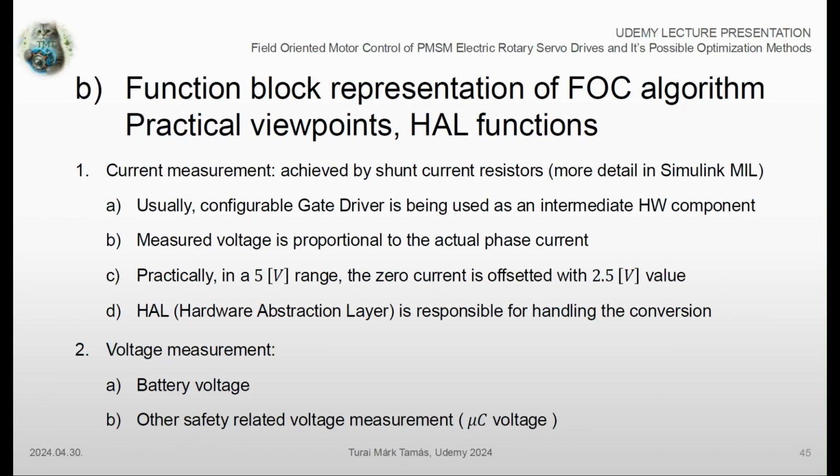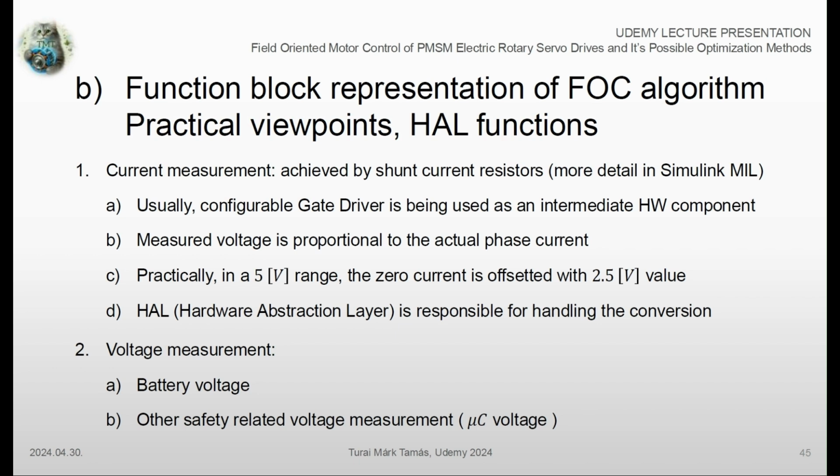Within this slide, I would like to bring closer to you the practical implementations and working principles related to the FOC control algorithm development. We have seen that the first major step during the process of the algorithm is the current measurement. This is usually achieved by using so-called shunt resistors that have a relatively small voltage drop when current passes through them, which we are able to measure with a differential amplifier circuit.